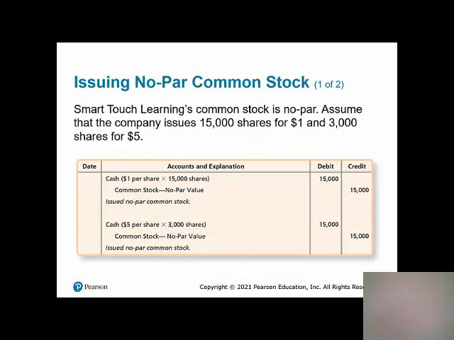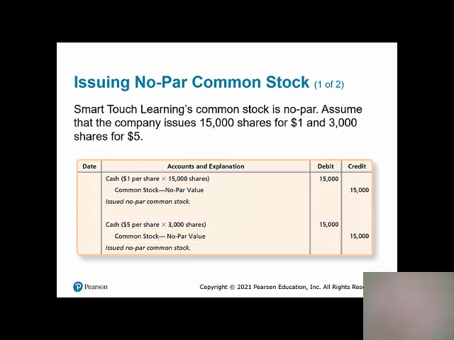Now, what happens when we don't have a par value? We talked about how some corporations just don't have par on their shares. So when they issue their shares of stock, all of the proceeds are going to go to legal capital, or common stock. So again, if we had issued 15,000 shares for $1 per share, we would have a journal entry to debit cash for 15,000 and credit common stock, no par value, for 15,000. But if we issued 3,000 shares for $5, this is when it would be different from the entry we saw before.